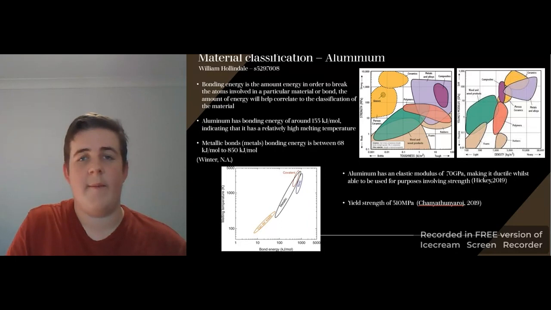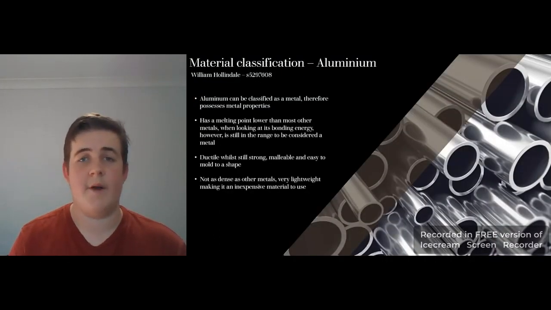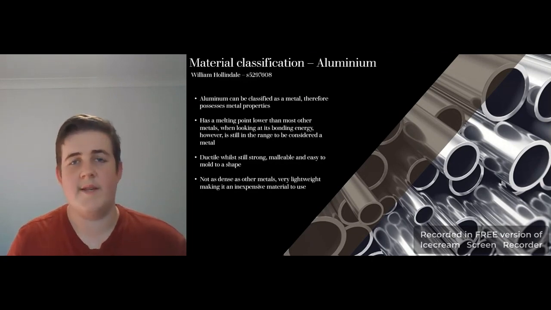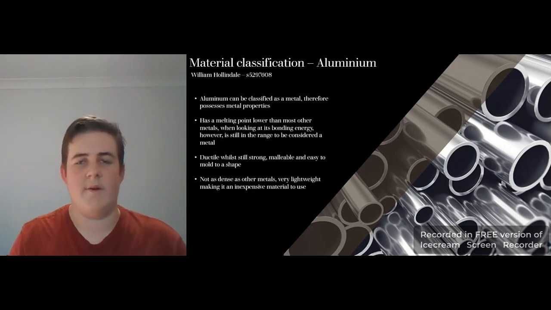As for the elastic modulus of aluminium, it has a value around 70 gigapascals, which suggests the material is relatively strong and stiff, however, still retains some sort of ductility. Aluminium can be considered a metal, as metals must have a bonding energy between 68 to 850 gigajoules per mole, as metals have high melting temperatures. As for the elastic modulus, the material has the same engineering properties as metals. However, it has a lower elastic modulus compared to something like steel, which suggests the material is more ductile.